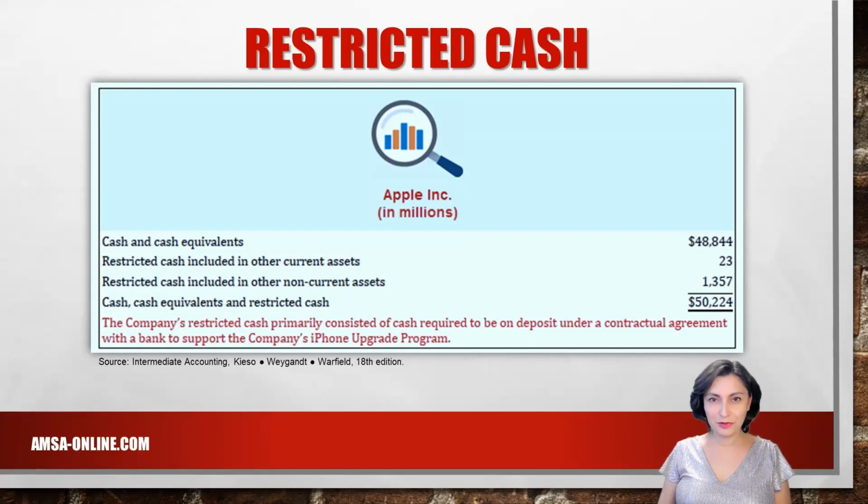Let's look at an example. Apple has restricted cash for a contractual agreement with its bank. The disclosure is shown on this slide. Apple has restricted cash included in both current and non-current assets. Apple's restricted cash primarily consists of cash required to be on deposit under a contractual agreement with a bank to support the company's iPhone upgrade programs. That was an example from the textbook.